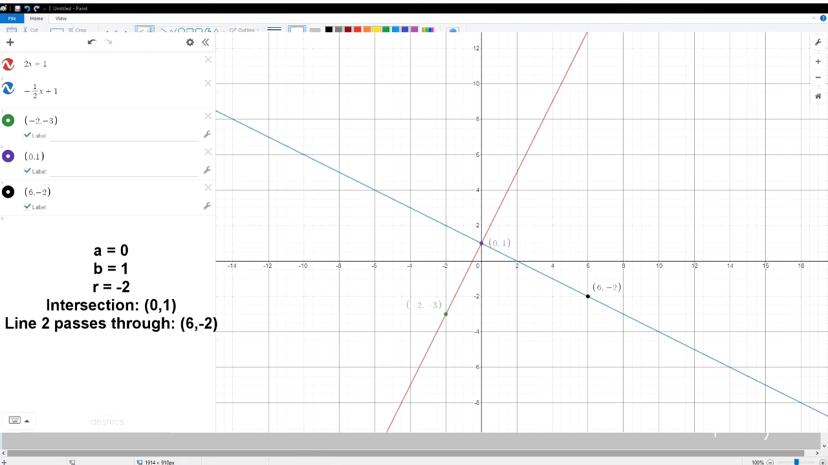Wait, hold on. Sorry, the value of a is equal to 0. I apologize for that. So a is equal to 0, just like we saw before. In other words, (0, 1) is where they intersect. We did label that already. I'm sorry. And L2 also passes through (6, r). R we said is -2, so (6, -2), which is obviously true, as you can see here. I labeled it.